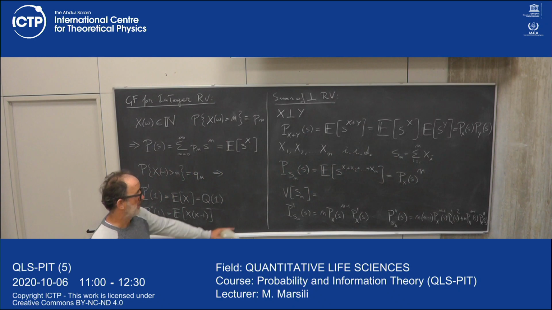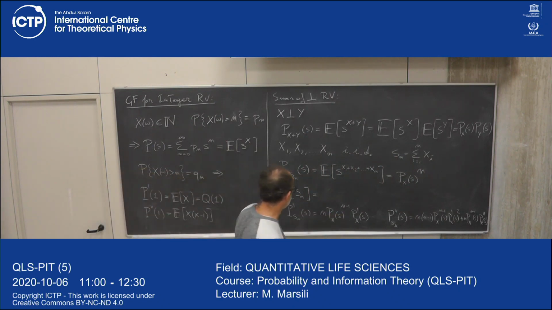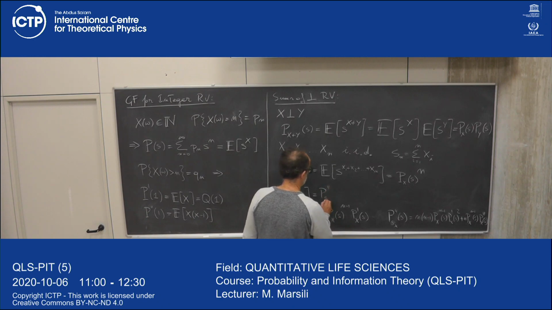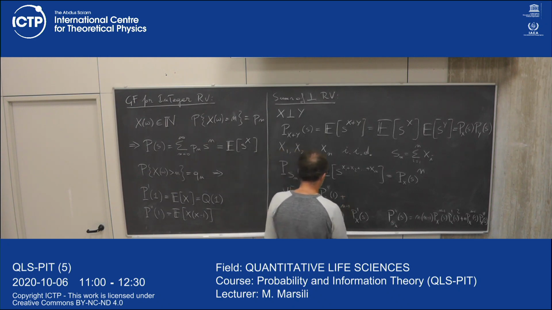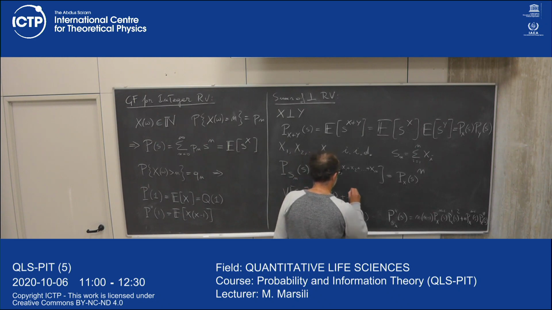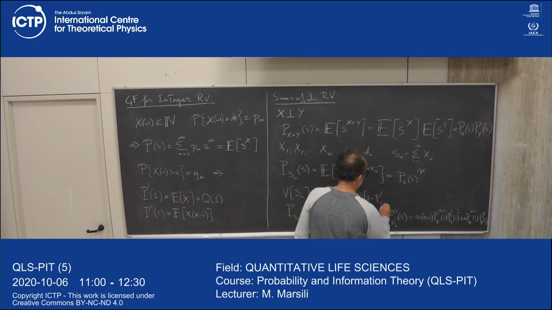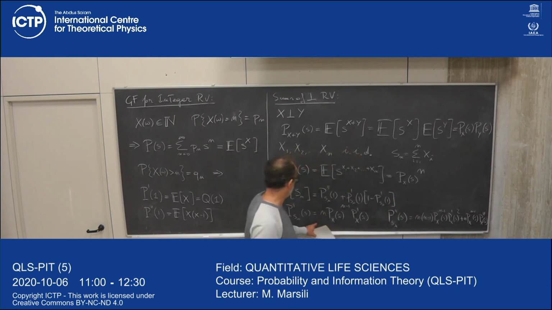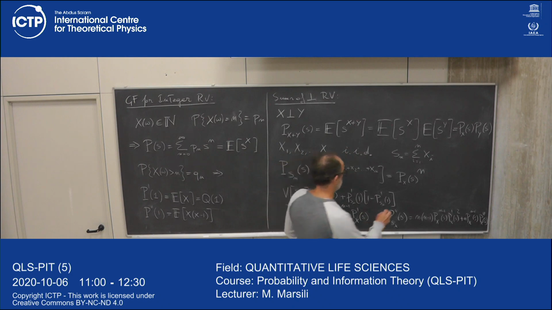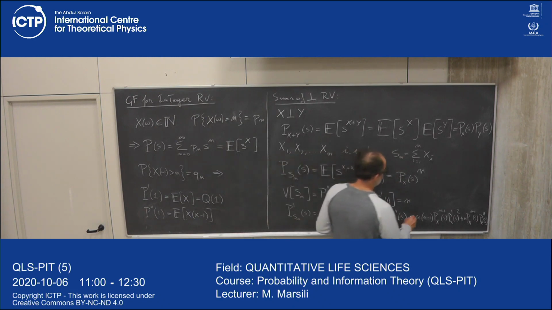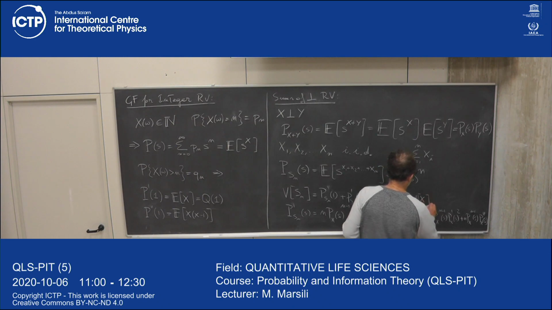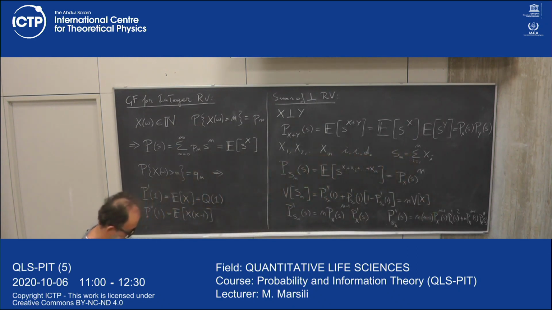Okay. Now, if you use the equation that relates the variance to the generating function for the random variable Sn, which is, I remind you, this one, and you use these two equations here, what you find is that the variance of a random variable, of an integer random variable, is n times the variance of the random variable x. Okay, which is a very simple result.